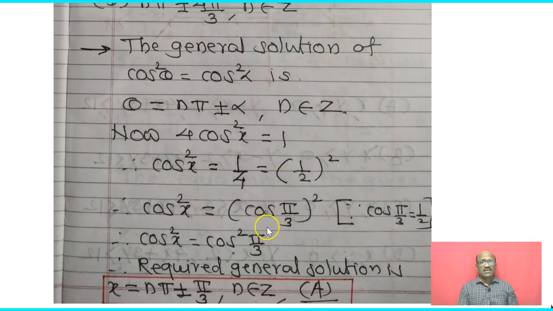Therefore here alpha is pi by 3. Now replace this alpha here: x equals n pi plus or minus pi by 3, where n belongs to Z, and hence option A is the correct one.